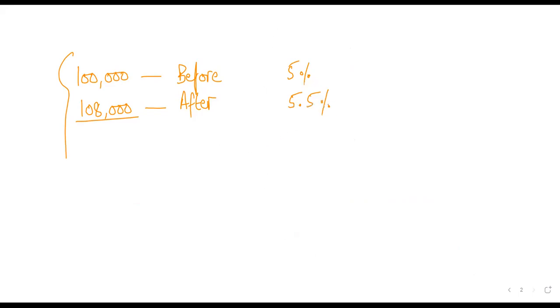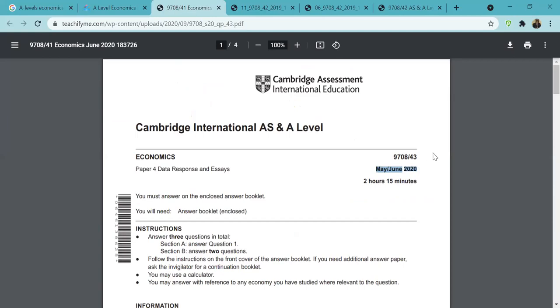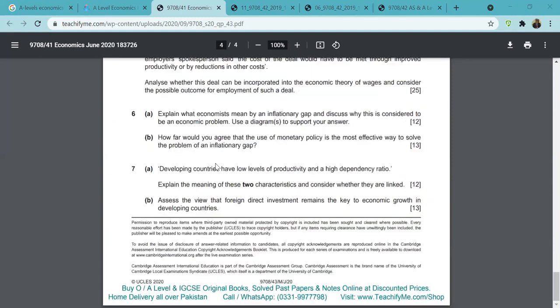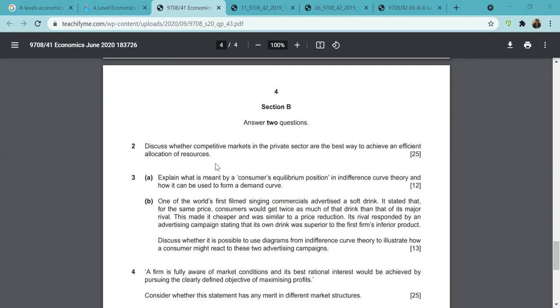Okay, now students, this being said, let's move on and let's do a paper. Let's say this is May, June 2020, but this is a different variant. Now tell me, do you want me to do a case study or an essay question? Quickly. Case study or essay question? Okay, essay question. Let's get down to that.